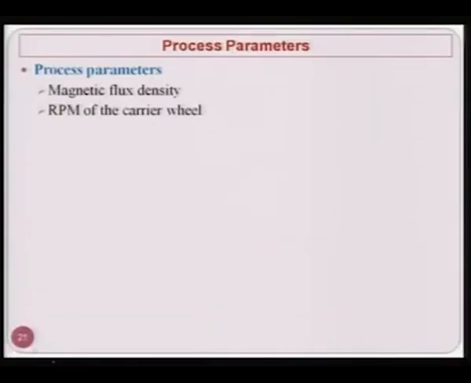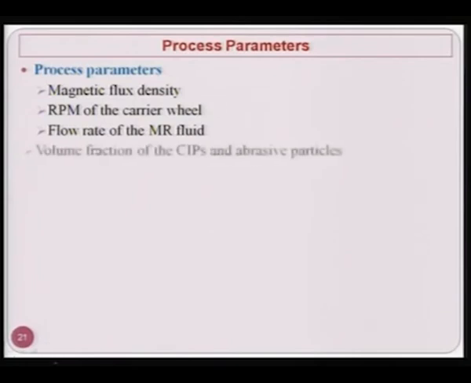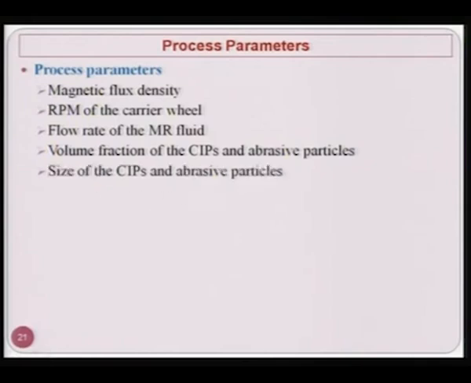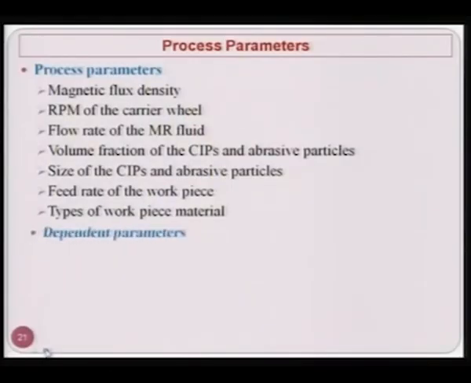Magnetic flux density is one of the very important process parameters. RPM, revolutions per minute of the carrier wheel, or indirectly the surface speed of the carrier wheel, which makes the difference. Flow rate of the MR fluid, volume fraction of the carbonyl iron particles and abrasive particles, size of the carbonyl iron particles and abrasive particles, feed rate of the workpiece, that decides the relative velocity between the abrasive particle and the workpiece, and type of the workpiece material.